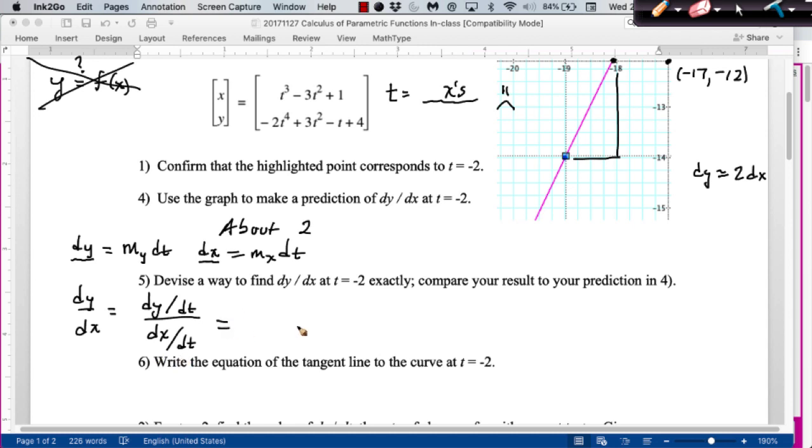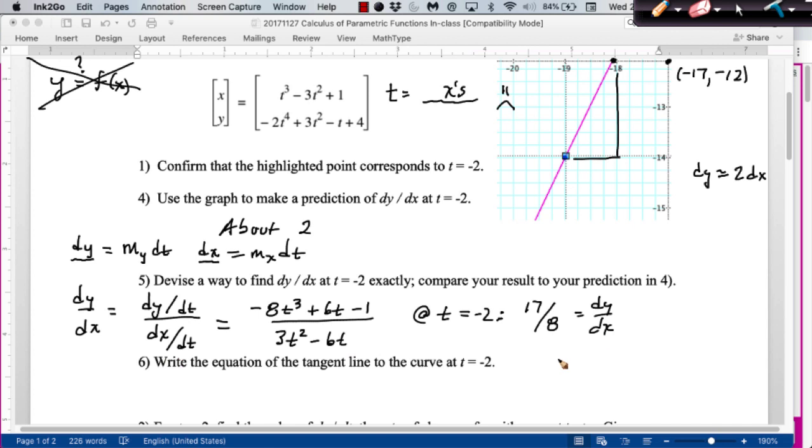Okay, so what is dy dt? 6t minus 1 all over. And so then at t equals negative 2, I think if you do the math, you get 17/8. Is that right? And how was our prediction? Yeah, 17/8 is a little bit more than 2, right? Just like it's 2 and an 8. Okay, so our prediction was good, but this is exactly your dy dx.